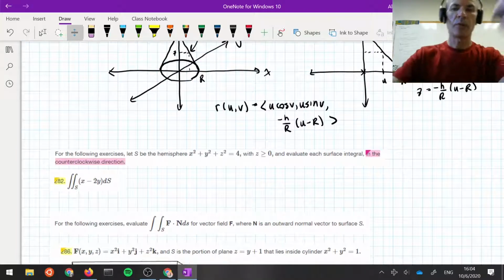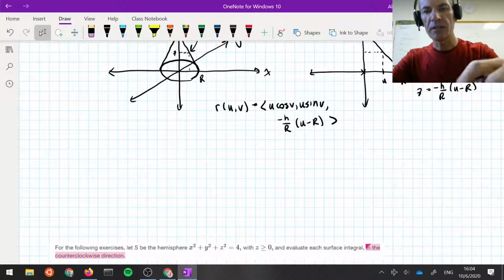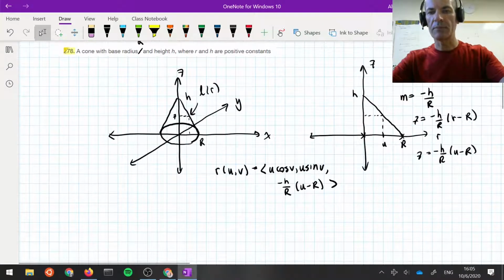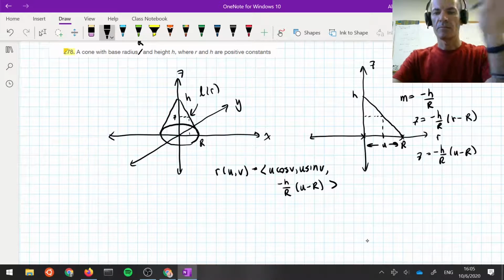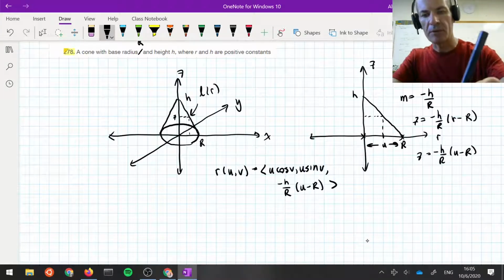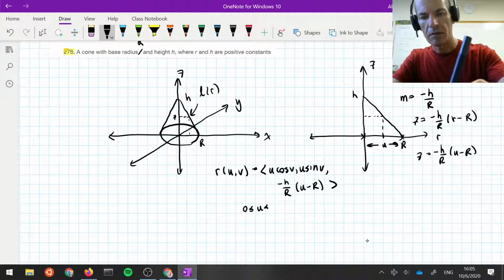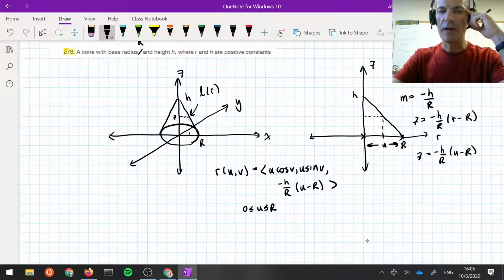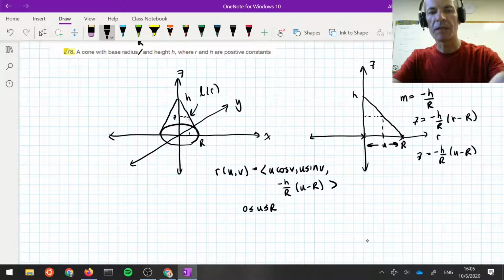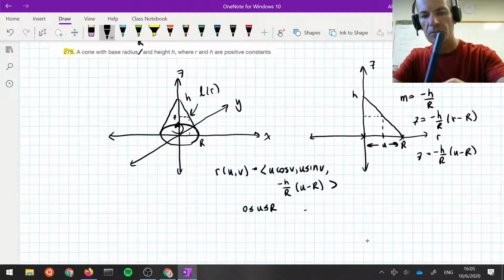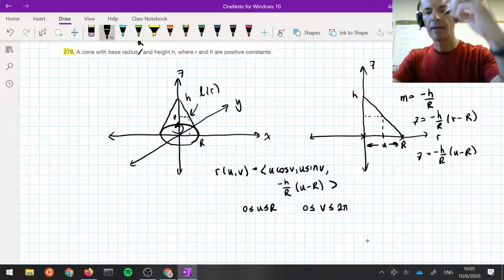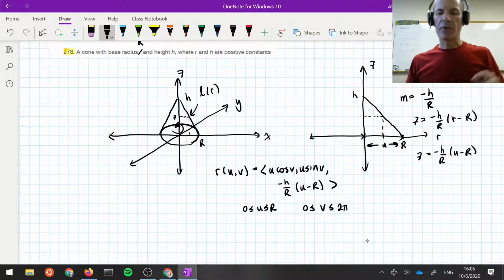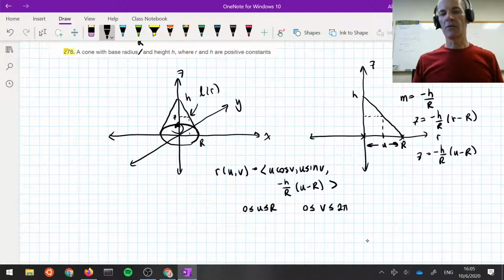Now, whenever you parameterize a surface in this section, it's really important that you also tell me what the parameter range is. So over what range of values can u vary? It can go from 0 out to capital R. And over what range of values can v vary? Remember, v is playing the role of the angle here, and it goes all the way around the z-axis. So that's going to be between 0 and 2 pi. And putting those together, that's a parameterization of the surface, which you could then go on and do surface integration with.